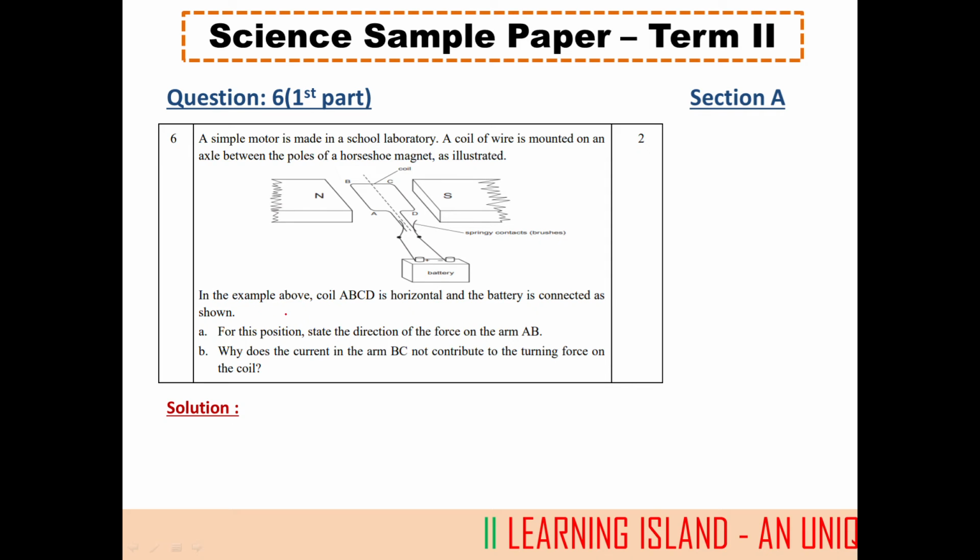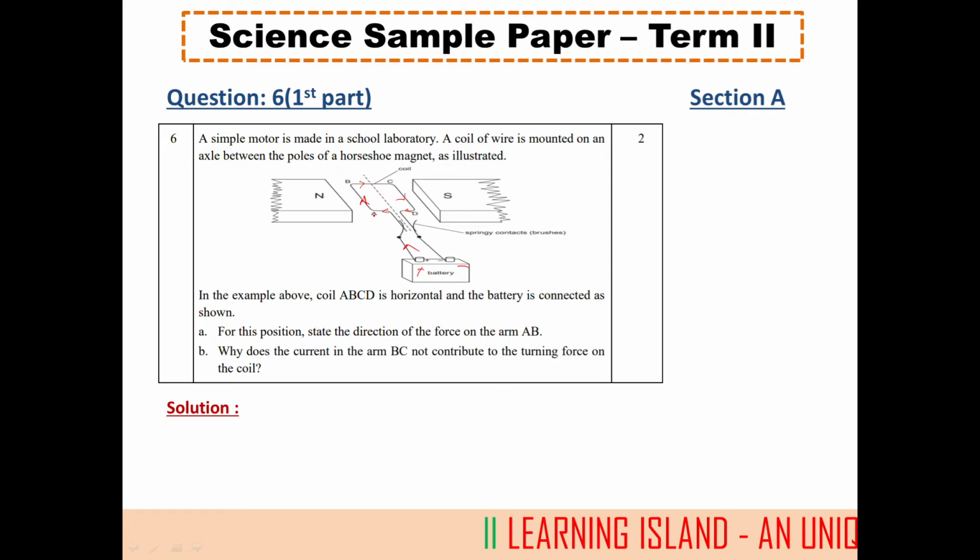So the question is that in the example above, coil ABCD is horizontal and a battery is connected as shown. The battery is connected, this is plus, this is minus. So current is flowing in the directions, going and coming back here. Now for this position, state the direction of the force on the arm AB.